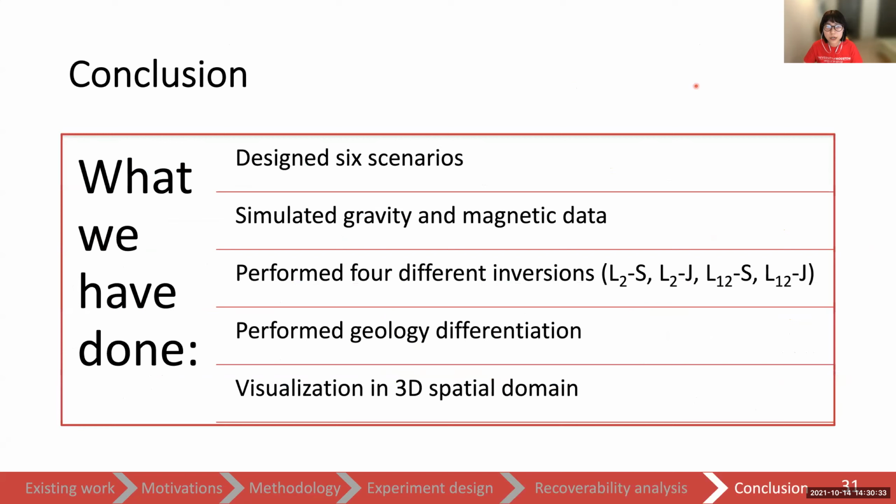So in brief summary of what we have done, in order to investigate the recoverability, we have designed 6 geologic scenarios with anomalies at different depths and assigned with different physical property magnitudes. And in each scenario, we have simulated the gravity and magnetic data and performed 4 different inversions. And for each inversion result, we have also performed the geology differentiation and visualized them in 3D spatial domains.